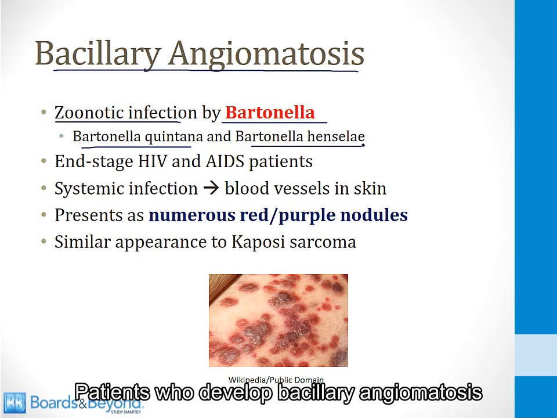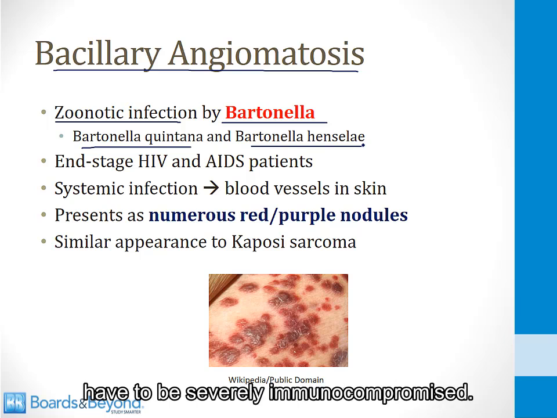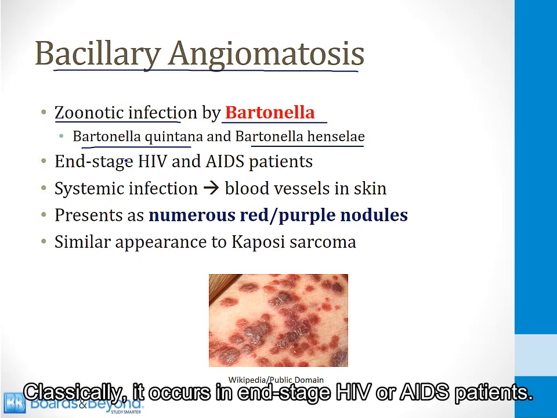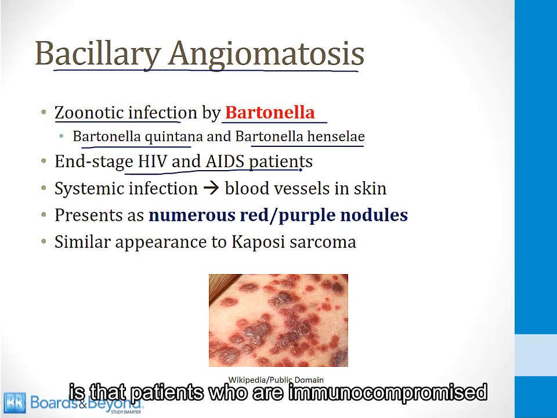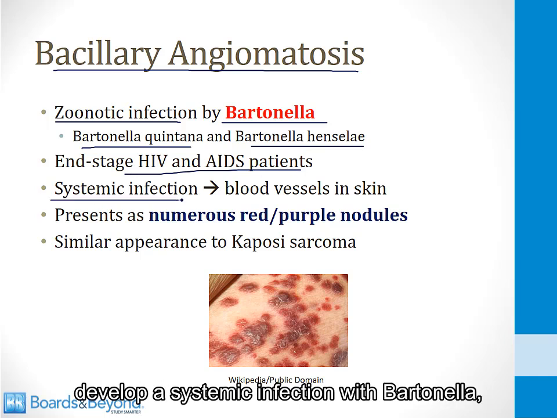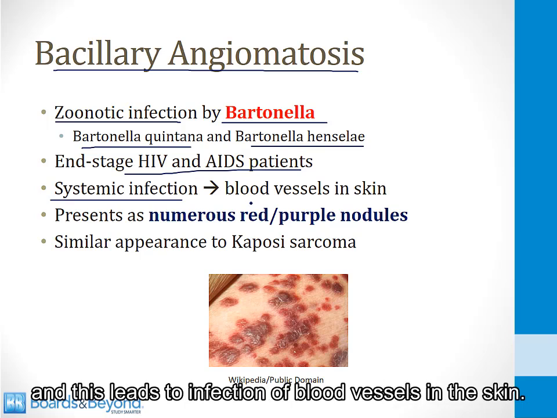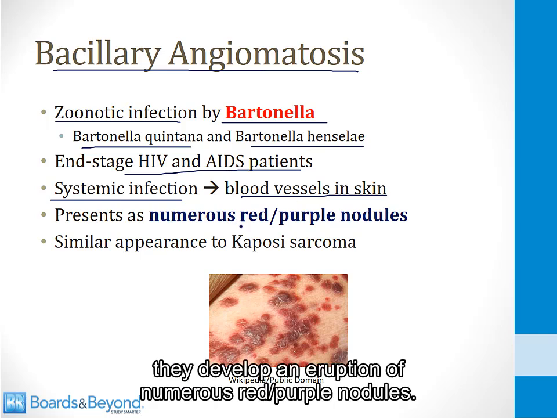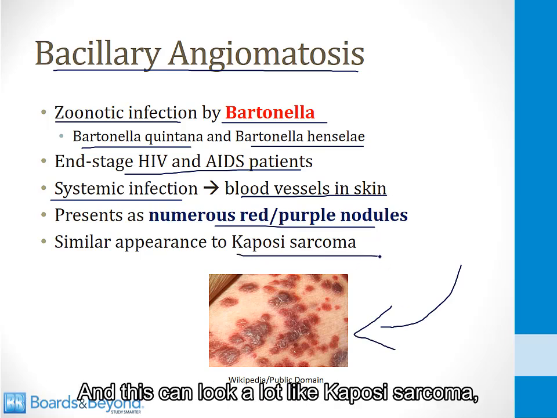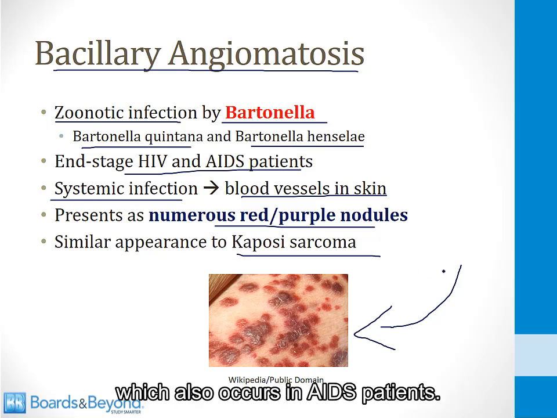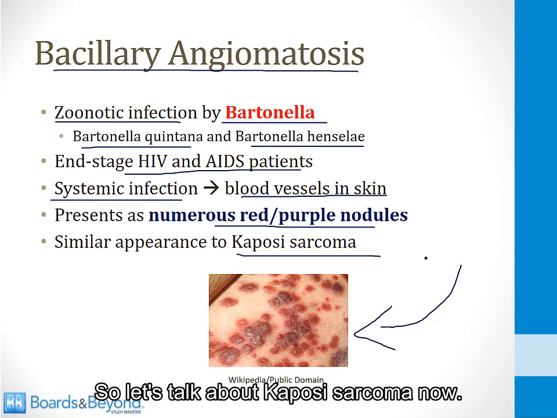And patients who develop bacillary angiomatosis have to be severely immunocompromised. Classically, it occurs in end-stage HIV or AIDS patients. The way this infection develops is that patients who are immunocompromised develop a systemic infection with Bartonella, and this leads to infection of blood vessels in the skin. And as a result, they develop an eruption of numerous red-purple nodules. There's an example of this shown on the screen here. And this can look a lot like Kaposi sarcoma, which also occurs in AIDS patients. So let's talk about Kaposi sarcoma now.